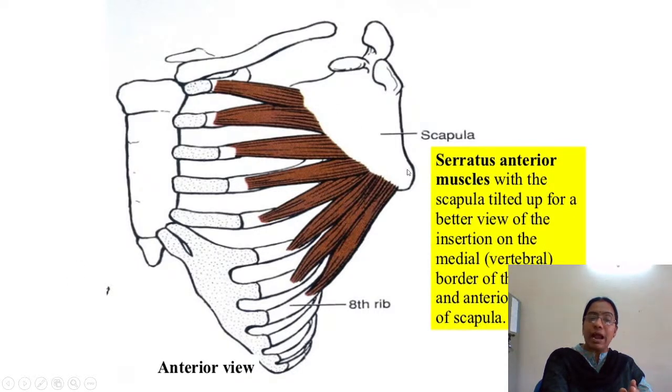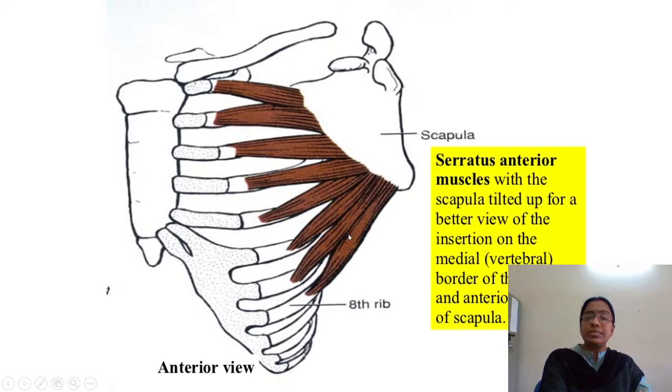If you remember, this is a lateral border of the scapula, this is a medial border of the scapula. So it is inserting into the medial border of the scapula, that is a costal aspect. If you remember, scapula surfaces as costal and the dorsal. So at the costal surface medial border, it is going and inserting.